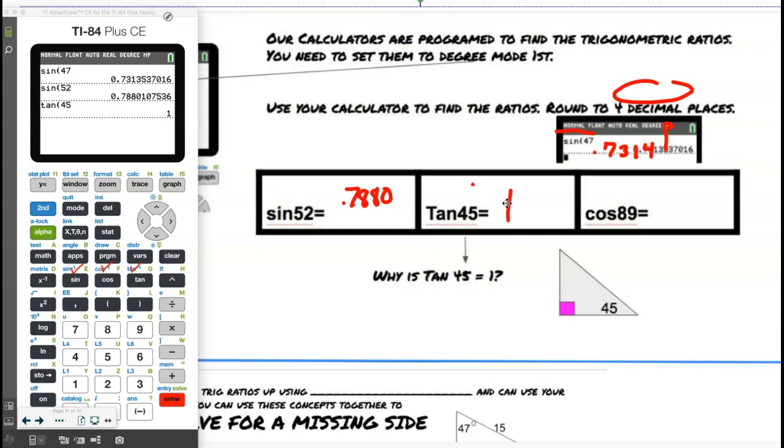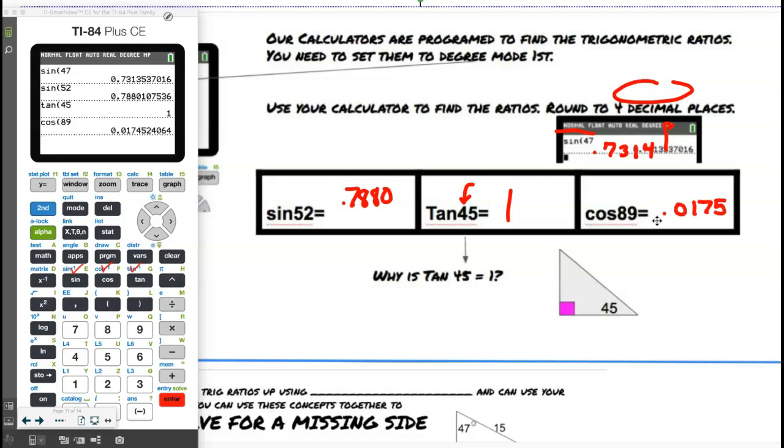Notice this is our special triangle. That's going to be part of the reason why. And then let's just try one. The cosine of 89 degrees would equal 0.0175 to the 4th decimal place.